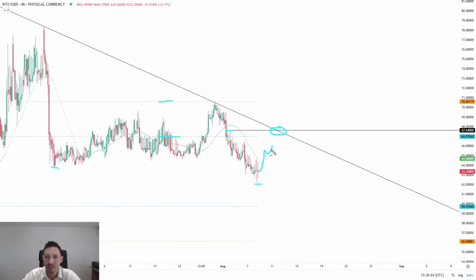And so if we see crude oil pulling back, first and foremost, it needs to trade above the 66.97 for me to really become interested. But if we start to push into this area, this is where I'm going to be looking next week for a potential short opportunity in crude oil.